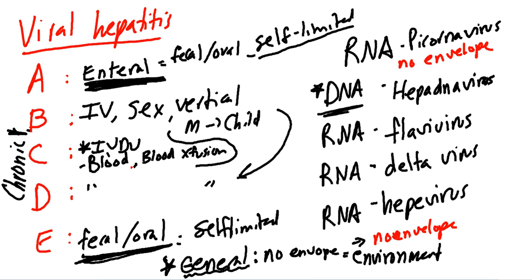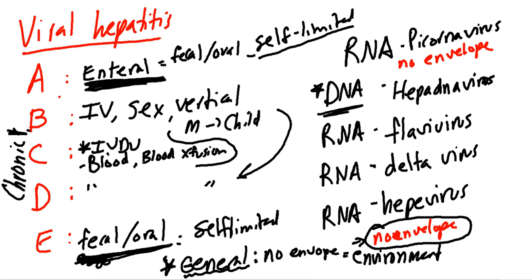You can get it through direct contact. You can get it through contaminated food. You can get it from contaminated water supplies. Anything in the environment that is contaminated. You don't need the direct blood transfusion. That would be like here. Or sexual fluids. IV use, that's blood. Or vertical, like during delivery, that's blood transmission. Enteral. So as a general rule of thumb, if you see no envelope, you're going to get it from the environment. Okay, so that's some of the basics.